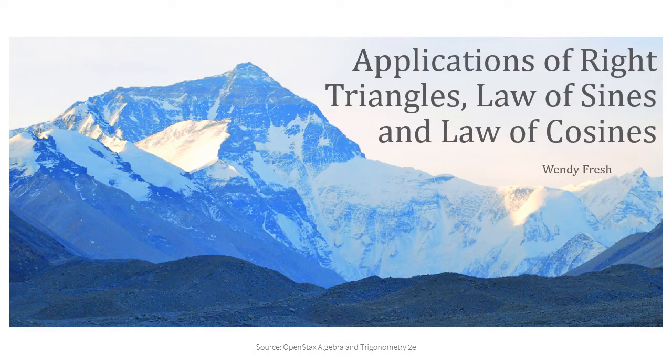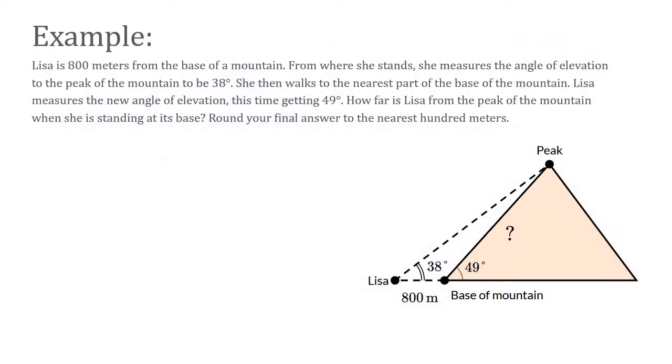Now that we've learned about the properties of right triangles and we've learned about the law of sine and cosine, let's look at applications that possibly involve all three of these things. And here's an example. Lisa is 800 meters from the base of a mountain.